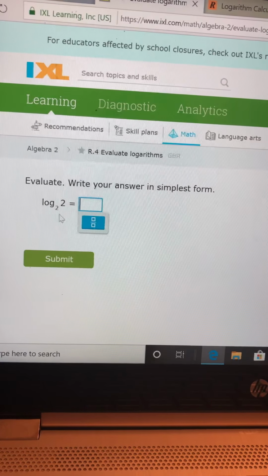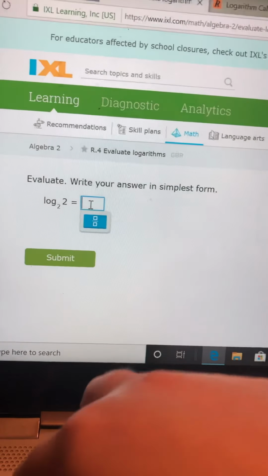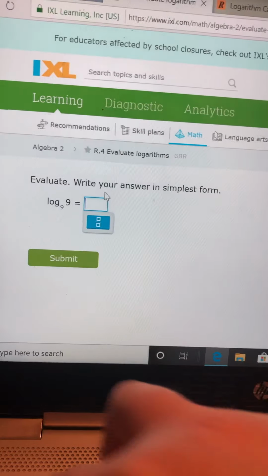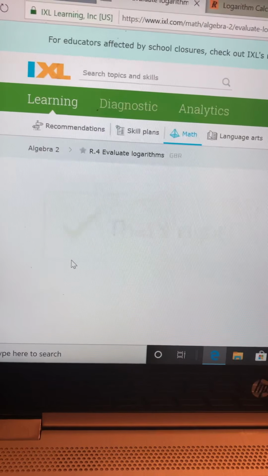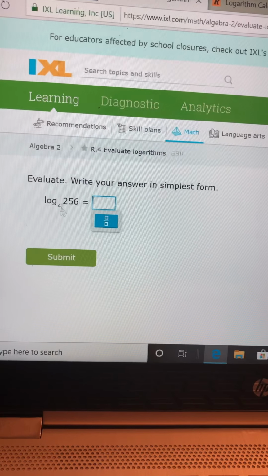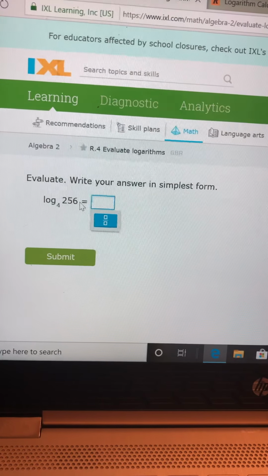So this one, 2 to what power is 2? 2 to the first power is 2. 9 to the first power is 9. But you can type these in the calculator. Alright, now this one I can't do in my head. So 4, because 4 to what power is 256?